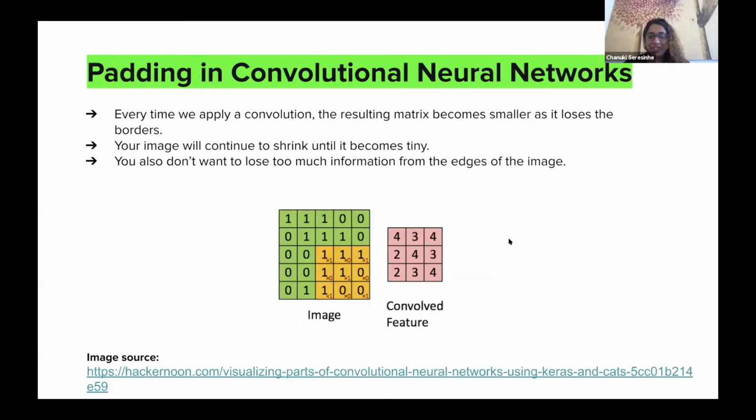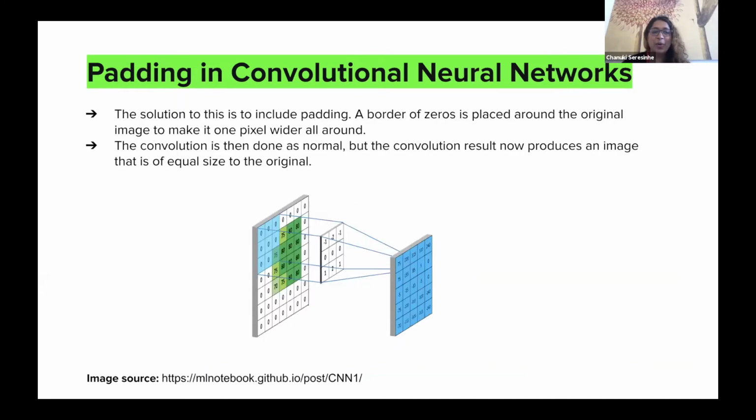One important feature of a convolution is padding. Every time we apply a convolution, the resulting matrix becomes smaller as it loses a border. So this is an example here in the animation. And unfortunately, that means your image will continue to shrink until it becomes really tiny. But we don't want to lose the edges of an image, because that's really important. So one of the solutions is to include padding. You will often see in a convolutional layer that it asks what kind of padding you want. A very common type of padding is to introduce a zero border around. And so the convolution is done as normal, but the result will now produce an image that is of equal size to the original.